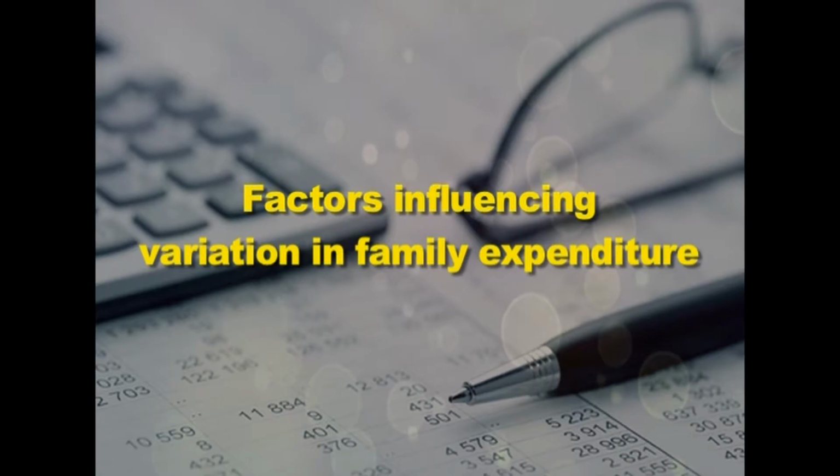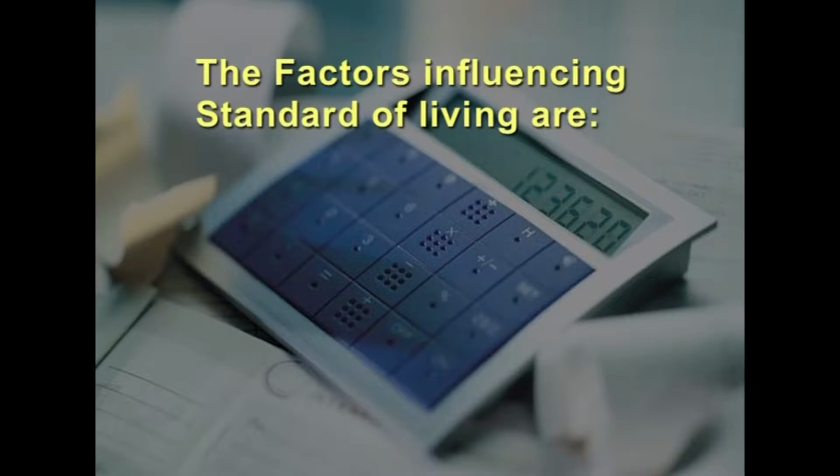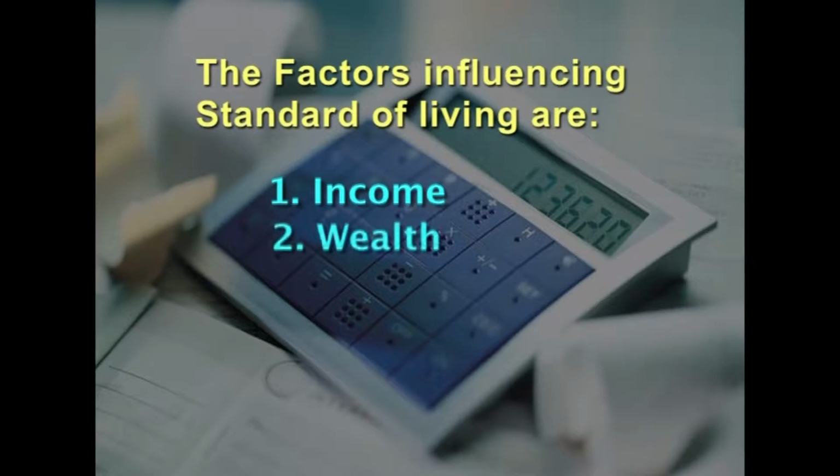Factors influencing variation in family expenditure. Family expenditure shows the standard of living of any family. The factors influencing the standard of living are: the first one is income. The size of income influences the standard of living, since it determines the buying capacity and the consumption level of the family. The second one is wealth.